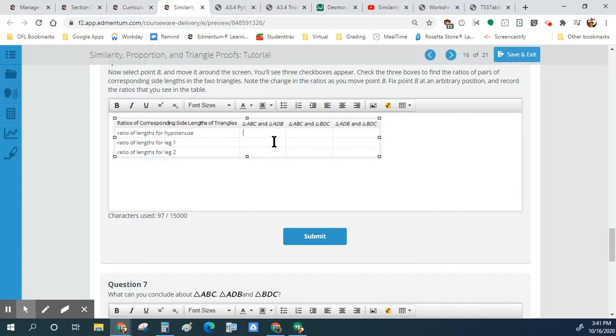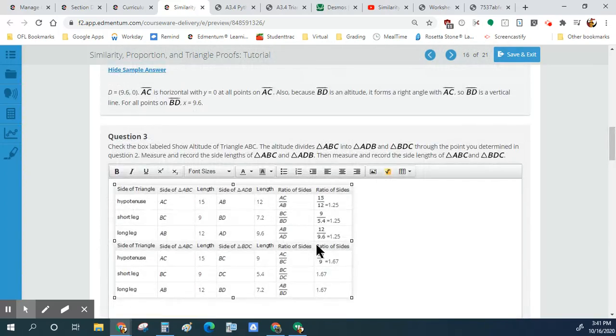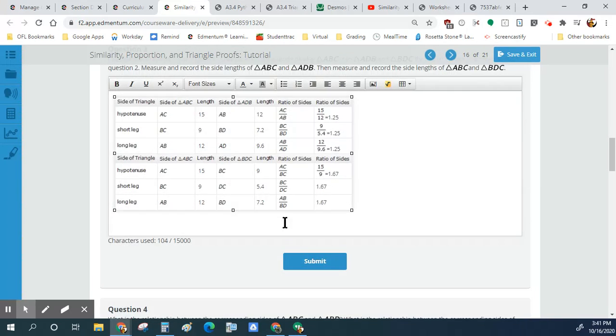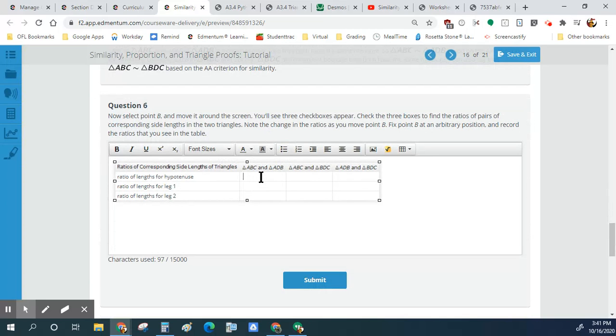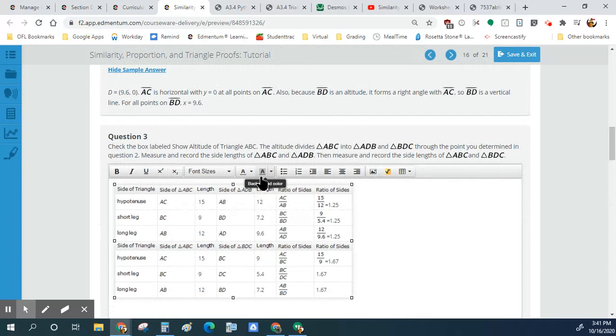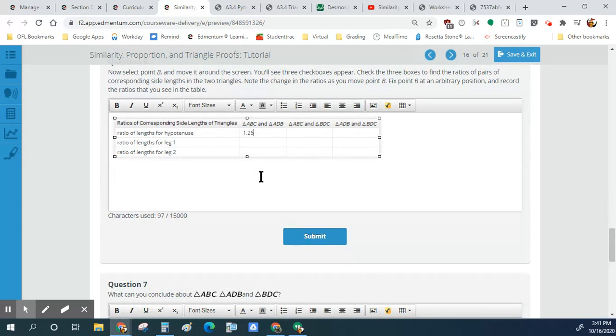What's the ratio of the hypotenuse? We already did that. We literally already did this. Are we really doing this again? Guess we're doing it again. All right. So ABC, and then ADB. Oh, I guess I didn't get ahead. I guess Edmentum wasn't going crazy. They did want us to do this later on, but oh well.